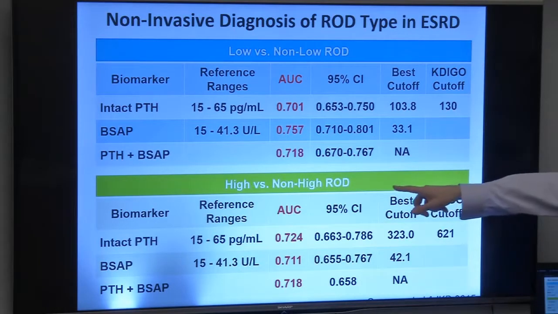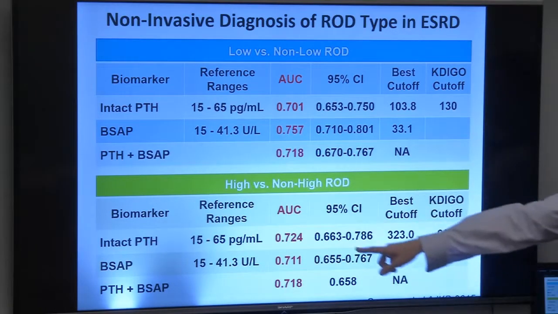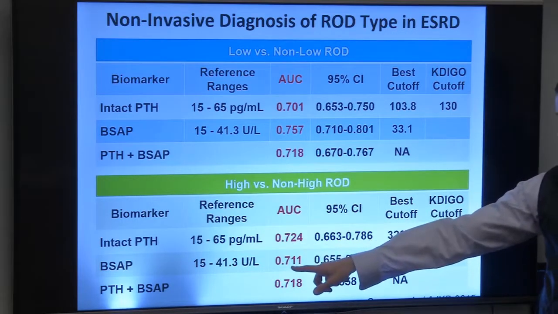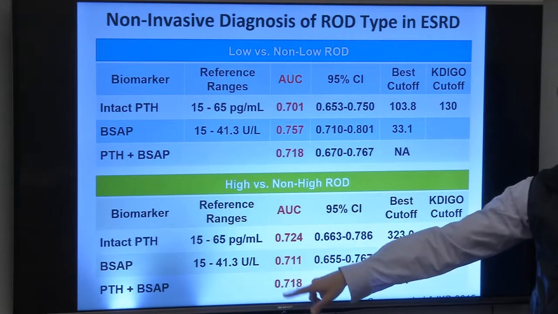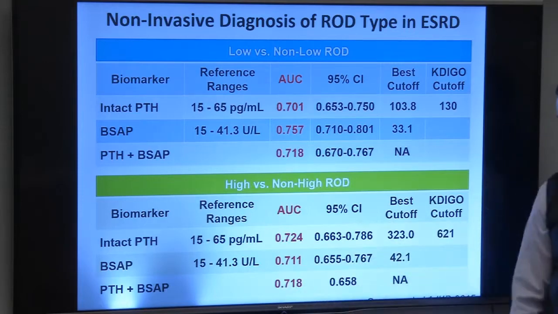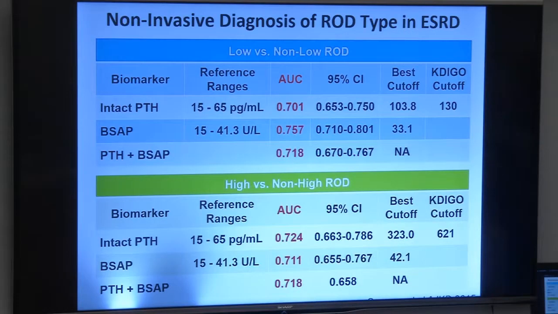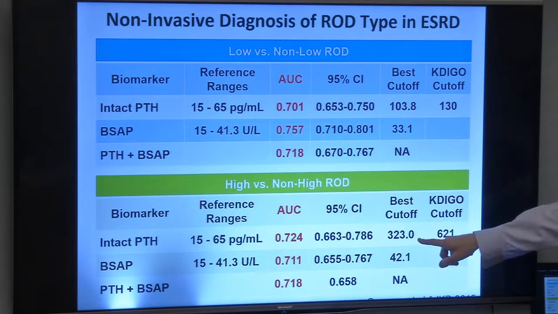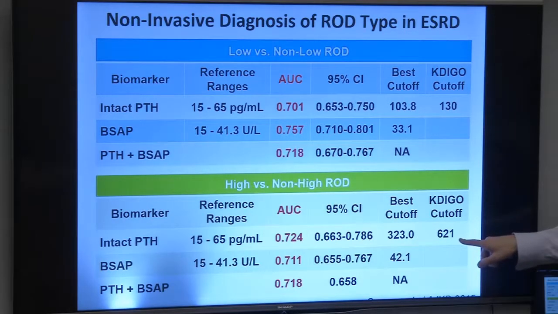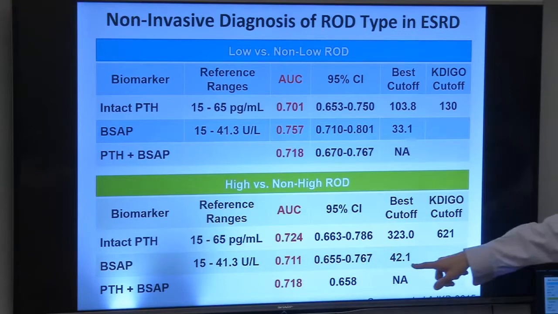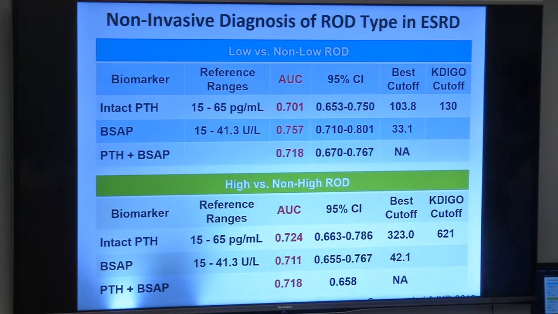Okay, for high versus non-high, the AUCs were 0.72, 0.71, and once again, no increase in accuracy for combining them. The cutoffs here are 323 for the intact PTH, but the KDIGO cutoff is much higher, okay, at 620, and then for BSAP it was 42.